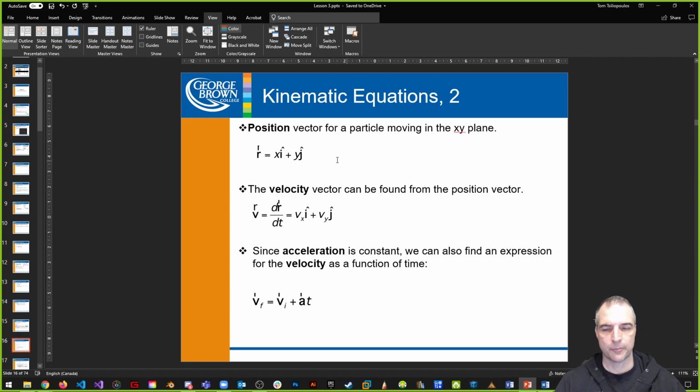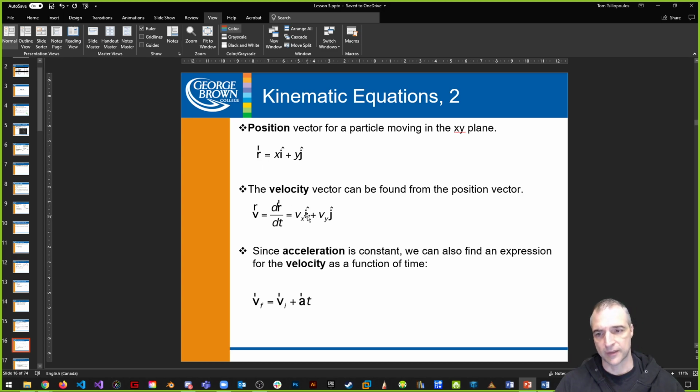So here is our position vector for a particle moving in the xy plane. Typically what we do, and by the way, notice it's xi and yj, these are just the components of the vector. So when we say xi and yj, we mean the x component and the y component. That's what it looks like. So we add those two components up when we want to get the position itself.